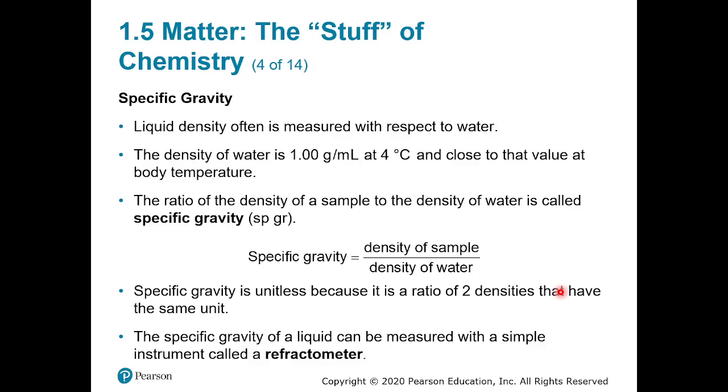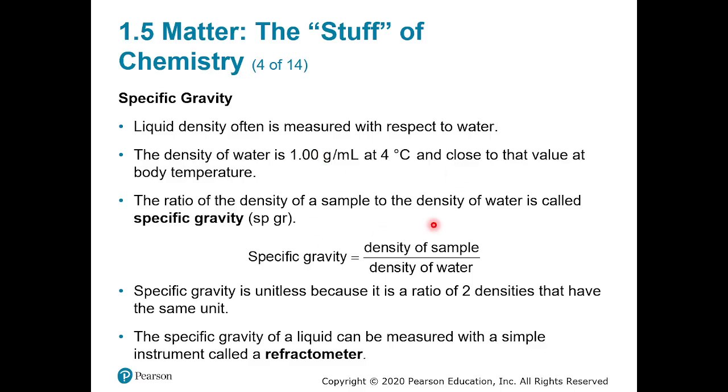So specific gravity. The liquid density is often going to be measured with respect to water, so you can figure out whether it would float or sink in water. It makes your life really easy. The density of water is 1 gram per milliliter at 4 degrees Celsius. Notice 4 degrees Celsius is very close to the value at about body temperature, so it doesn't change much within this range. It's about 1. If you were to use 1.00, you'd be correct up to that uncertainty. You have to get pretty hot and pretty cold to get away from that.